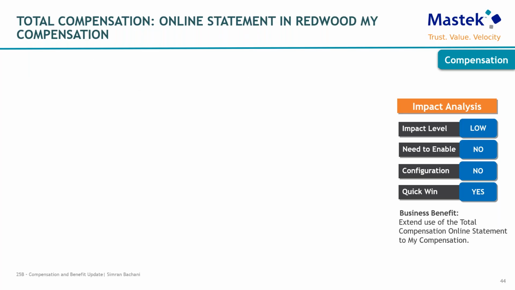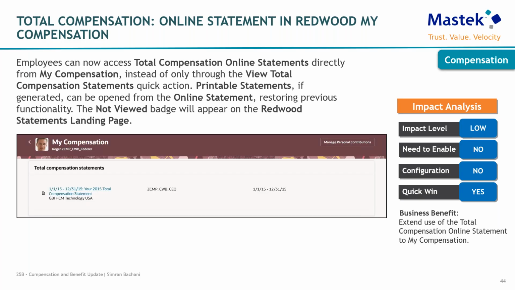The next is total compensation online statement in Redwood My Compensation. Employees can now access their total compensation statements online in My Compensation, a feature previously available only through the View Total Compensation Statements quick action. Printable statements, where generated, can also be accessed from the online statement with a not viewed badge displayed for statements accessed via My Compensation.